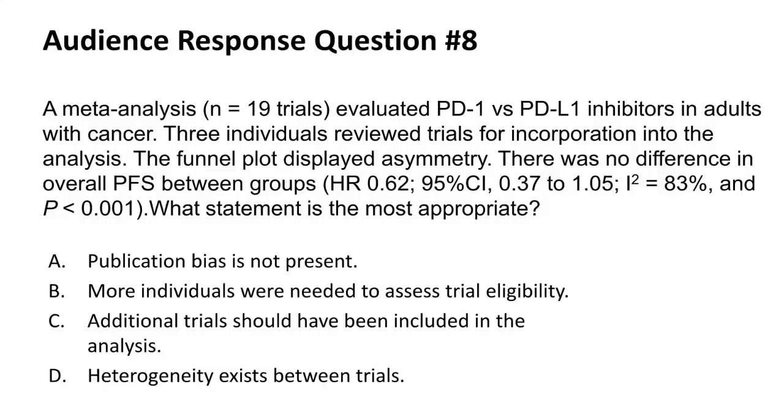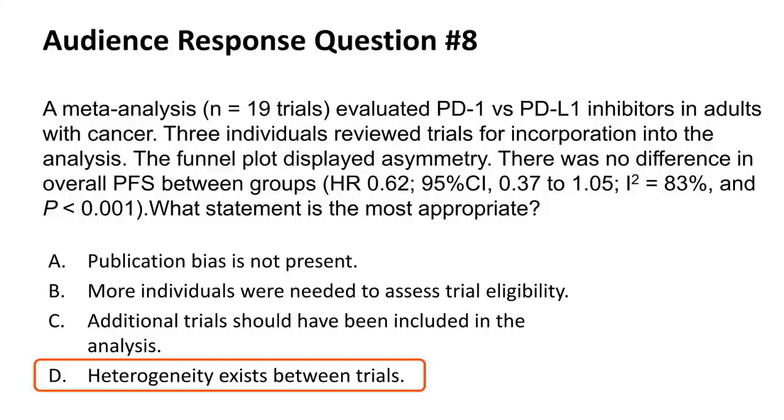A, publication bias is not present. B, more individuals were needed to assess trial eligibility. C, additional trials should have been included in the analysis. Or D, heterogeneity exists between trials. The correct answer to this question is D. Heterogeneity exists between trials. And that is because the I-squared statistic provided for you was 83%.